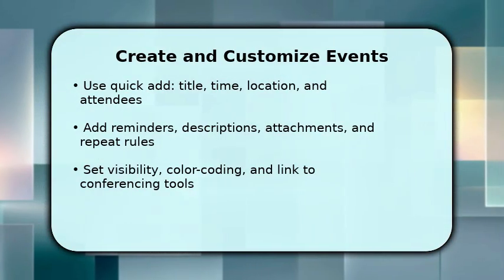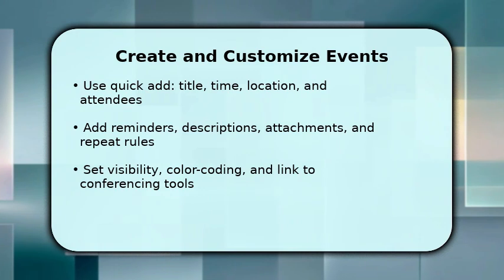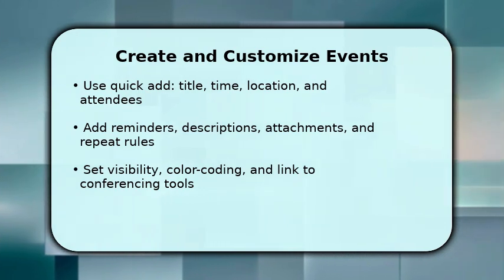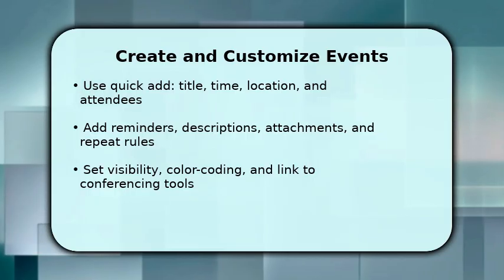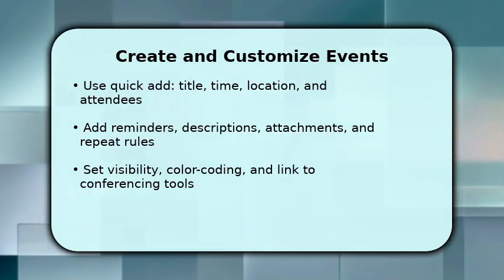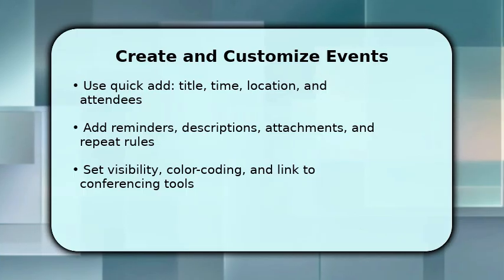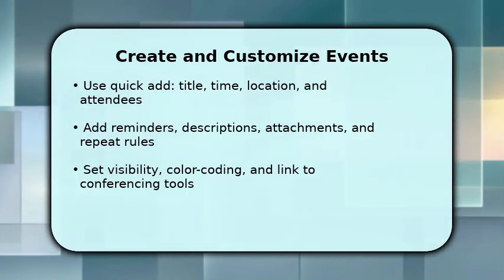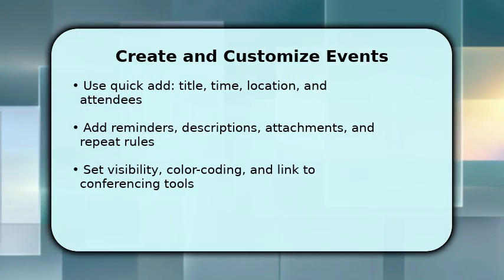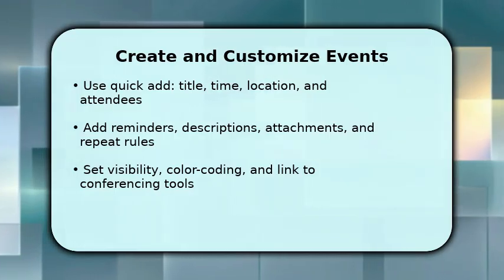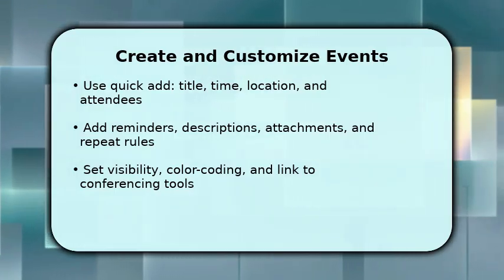Now create an event. Tap Quick Add and enter a clear title, time, location, and attendees so everyone sees context. Once created, expand it and add reminders, a detailed description, attachments, and repeat rules to automate recurring items. Then customize visibility and color coding to prioritize at a glance, and link conferencing tools so joining is one click.